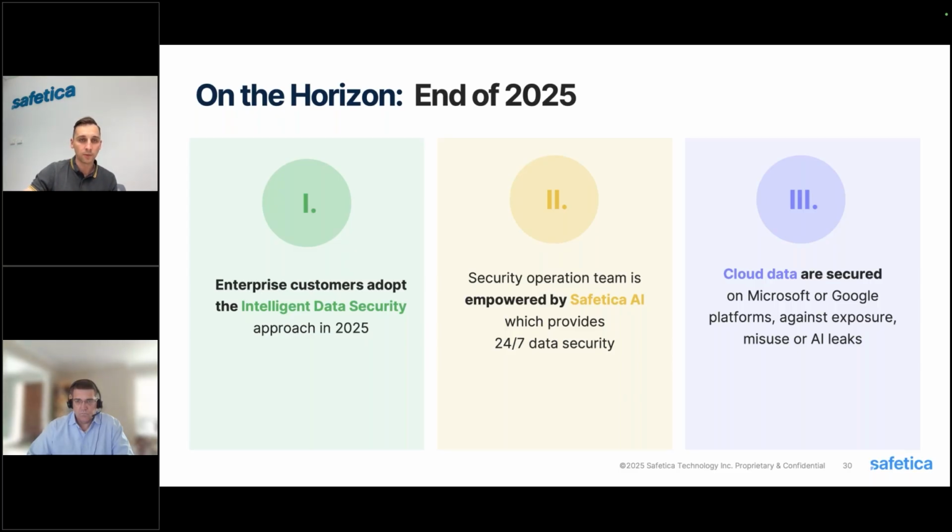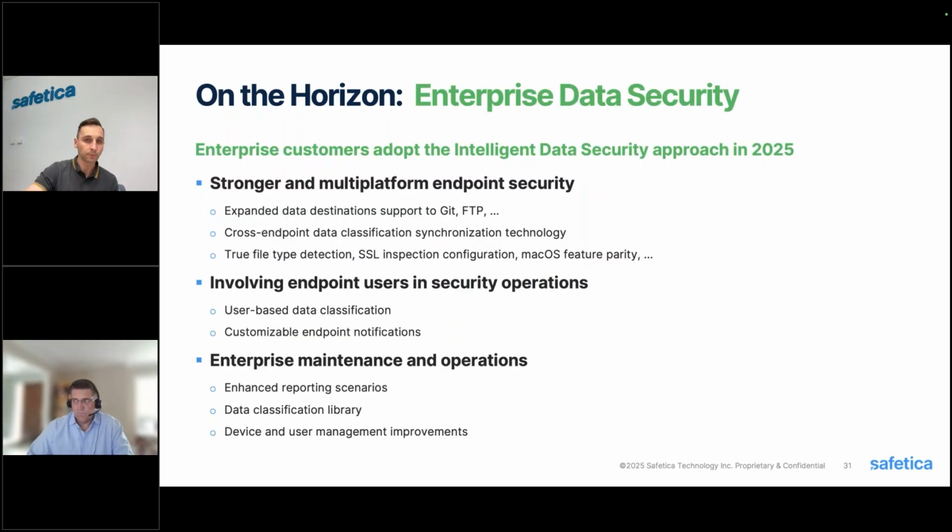And to give you a little bit more specific area about all these areas, for enterprise data security, what we want to build on is our stronger and more multi-platform endpoint security. And again, this means that we want to create additional things our endpoints are capable to do. So we want to address more data destinations such as Git or FTP channels and so on.